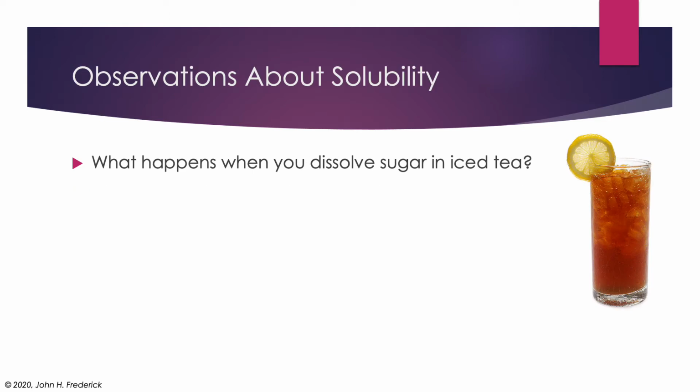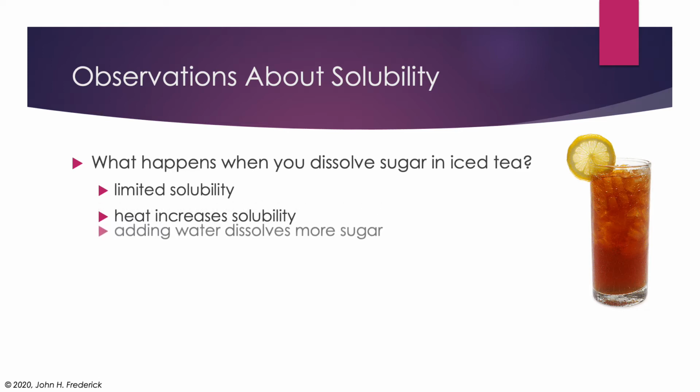One observation I'd like to make is that you've probably tried to dissolve some sugar into iced tea or into coffee or some other kind of drink, and there are some observations you've probably had in doing that. First of all, you've probably noticed that you can't dissolve a whole bunch of sugar in there. There's a limit to how much you can dissolve into the tea. You may have also noticed that you can dissolve more sugar into hot tea than you can into iced tea, so heat somehow helps to increase solubility.